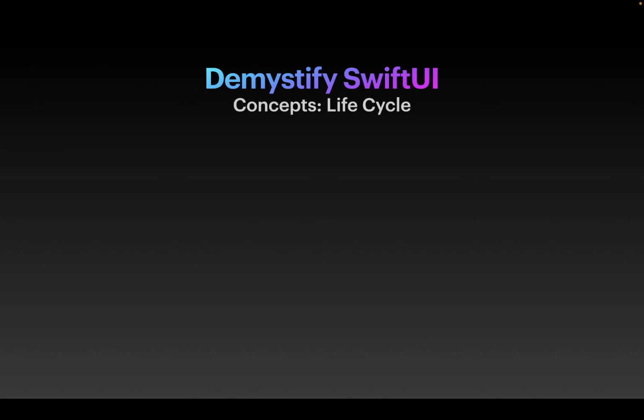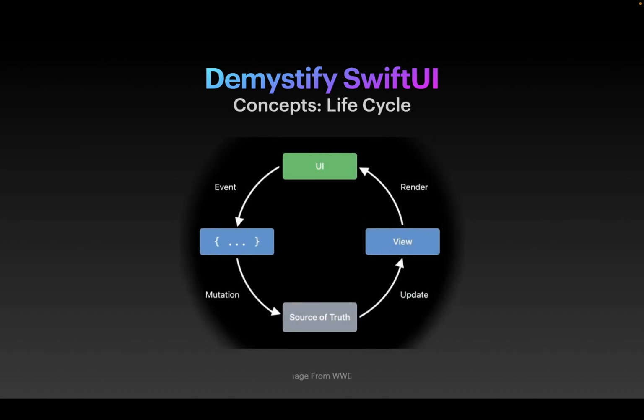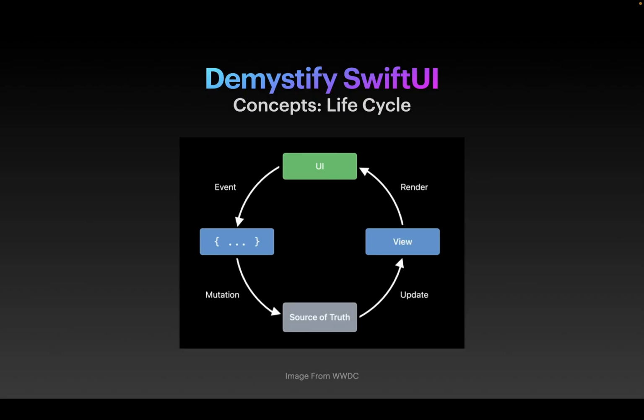Now let's take a look at the life cycle. Again, this is a screenshot from WWDC, and you can see the entire lifetime of the view is essentially a circle. From the source of truth, which is the data you're going to use, you receive some update, and you update the view. The view receives some updates and creates a struct for the graphical layer to render the UI.